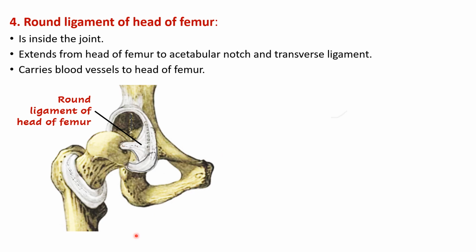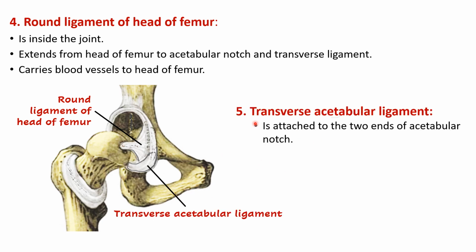The fifth ligament now is the transverse acetabular ligament. This also we have considered. Now this is attached to the two ends of the acetabular notch. Remember the acetabular margin has a gap on the inferior aspect, and this transverse acetabular ligament actually bridges the gap between the two ends of the margins of the acetabulum.